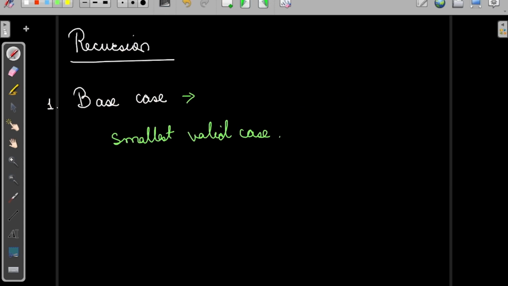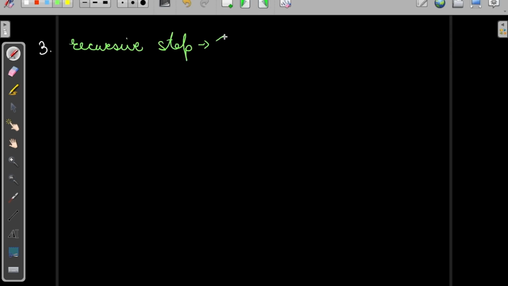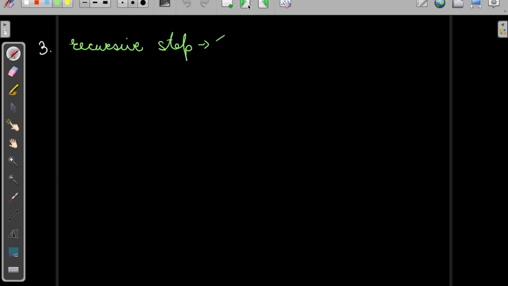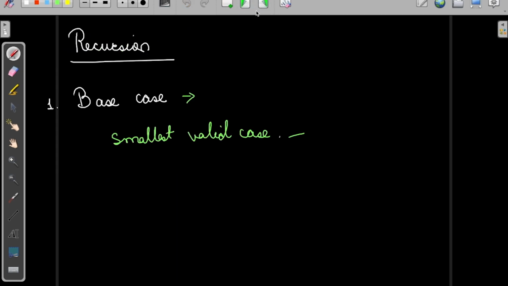Now that we know that yes, this problem can be solved using recursion, we should start thinking in terms of the base case, that is the smallest valid case. Then we should move forward to the recursive step, and we should think about how we can compute the present values by using the past values. Okay, and then we should think about what would be the return type and then what would be the parameters. Okay, now let us move forward. Talking about the base case, it is the smallest valid case that can be there.